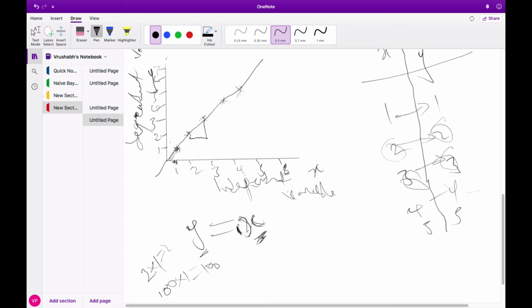Okay, so the change in x over here is the same change in y. The change in x is equal to the change in y. All right, so we can say that the change in x is equal to the change in y.